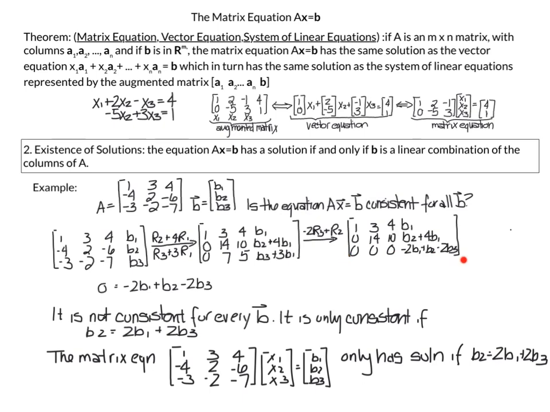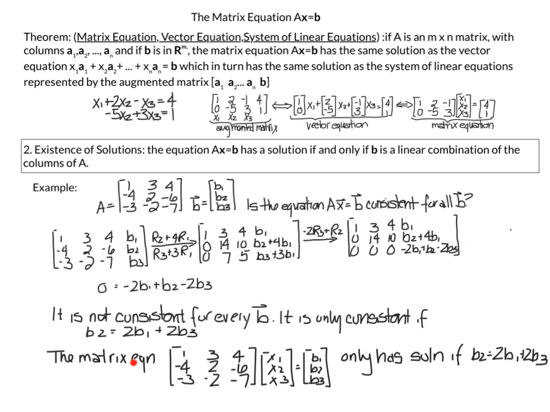In particular, this last line, again, this row represents x1, x2, x3, but 0 multiplies x1, x2, x3. So this last line tells me that 0 is equal to -2b1 + b2 - 2b3. In other words, for this system of equations to have a solution, this relation must hold: 0 equals -2b1 + b2 - 2b3. So this system of equations is not consistent for every b. It is only consistent if b2 equals 2b1 + 2b3.